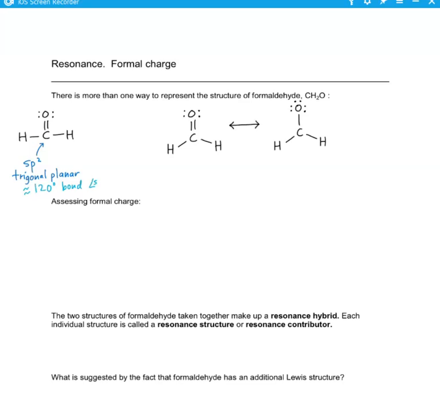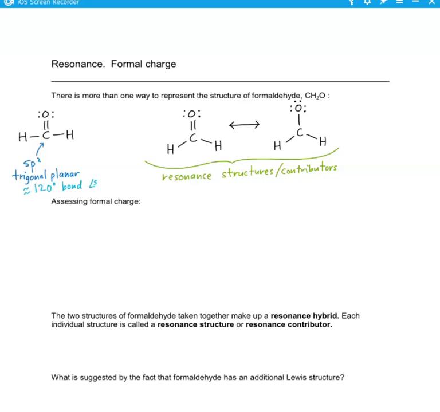Now these structures that we've just drawn have a relationship. These are called resonance structures, or resonance contributors. The structure on the right has some things missing. And so to assess that, we need to learn how to assess formal charge.